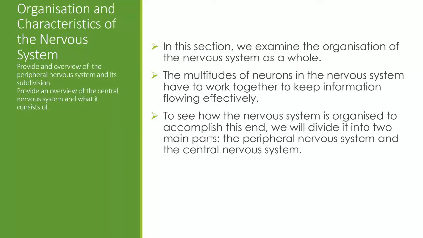So we've looked at how the nervous system works. We've looked at how the neurons communicate. We've looked at neurotransmitters. So now we look at how the neurons are organized, the characteristics of the nervous system and how it's organized. The learning outcomes for this section are to provide an overview of the peripheral nervous system and its different subdivisions, and the central nervous system and its subdivisions. So now we're moving on. If you picture the brain and the spinal cord, that's your central nervous system, and your peripheral nervous system is all the sensory and motor neurons.